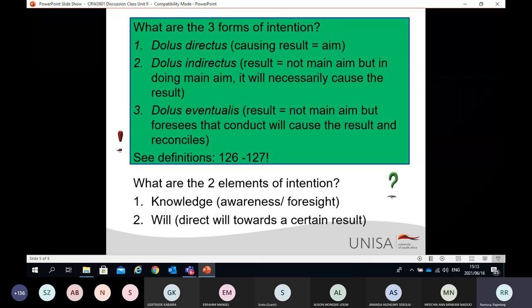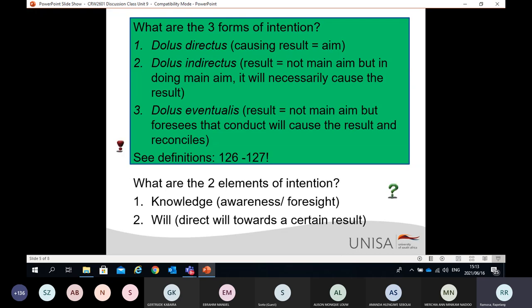You can actually, if it's easier for you to remember this component, substitute the word knowledge for awareness. This simply means that an accused who commits an unlawful act must commit it with a certain state of awareness. He must be aware of the nature of the act that he is doing, he must be aware that the act complies with the description in the definitional elements of that crime. He must also be aware that he or she is acting unlawfully.